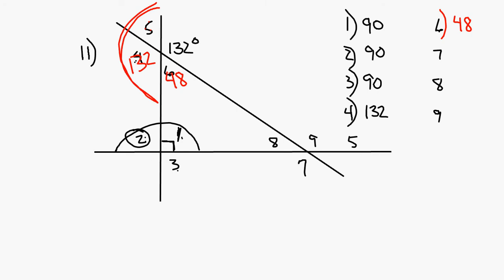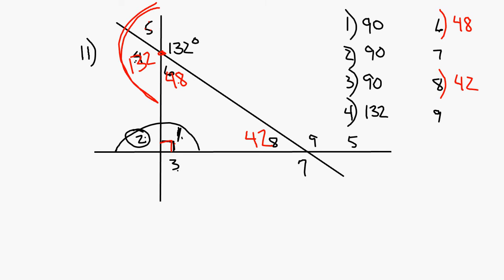Now, in your triangle, you've got a 90, 48, and you're looking for angle 8. In a right triangle, your two acute angles have to sum 90. So take 90 minus 48, and that's going to be angle 8. What's 90 minus 48? 42. Good. So angle 8 is 42.